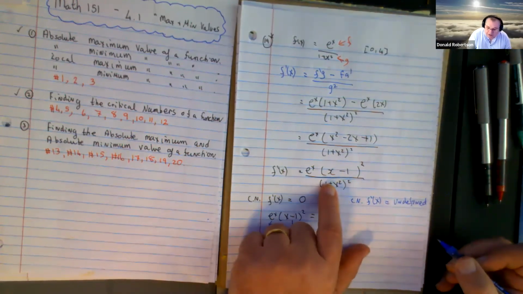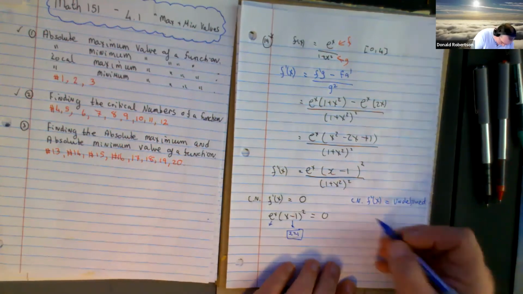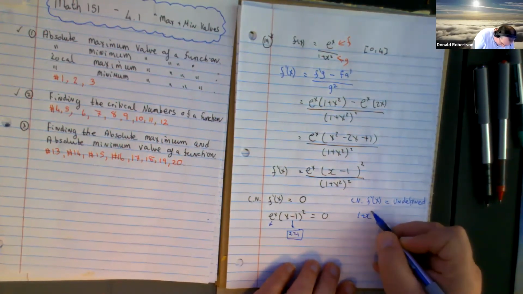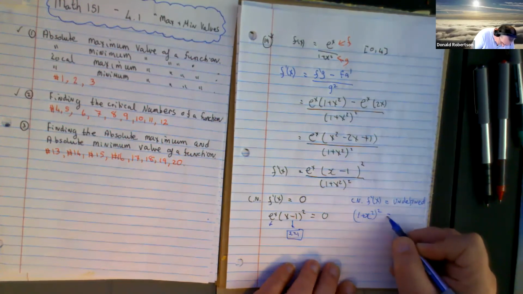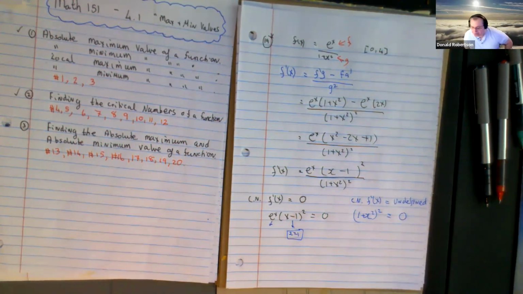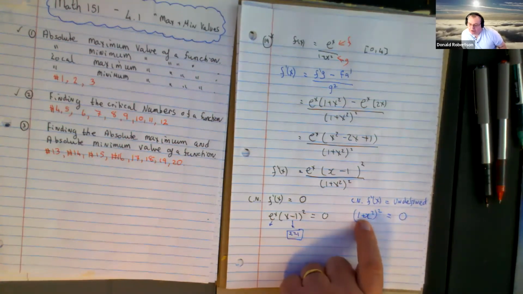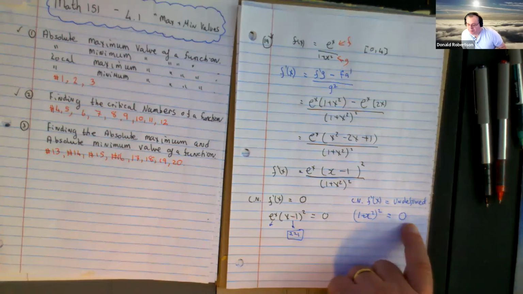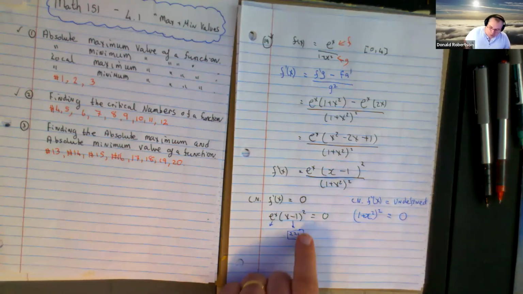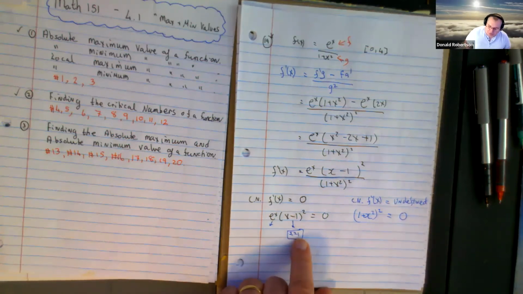Now, this looks like it might have 1, but you're only going to be undefined when the bottom is 0. There is no value of x that will make this 0. So here's the argument. Isn't 1 plus x squared going to be at least 1? Because x squared is positive. And if that's at least 1, a number that's 1 or bigger squared can never be 0. So we only have one critical number, and it is x equals 1.